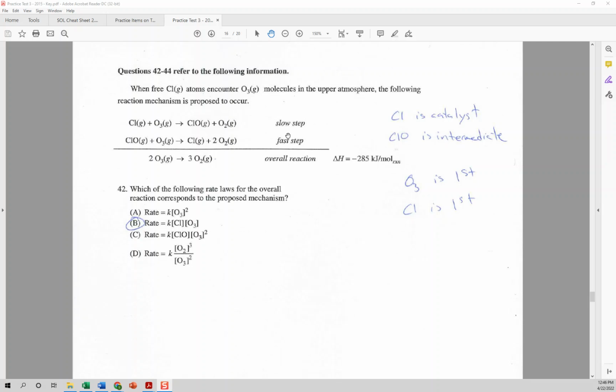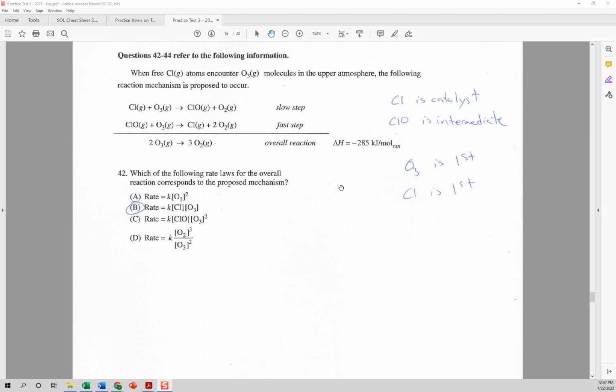If this were the slow step, then the right answer is not up here. The right answer would be O3 is second order and chlorine is first order. That's not a choice. Remember, don't use an intermediate. So I immediately cancel out this one. I should immediately cancel out that one because it includes an intermediate, and that can't be right. So I've got a 50-50 shot if I don't remember what to do, but it should be easy enough.